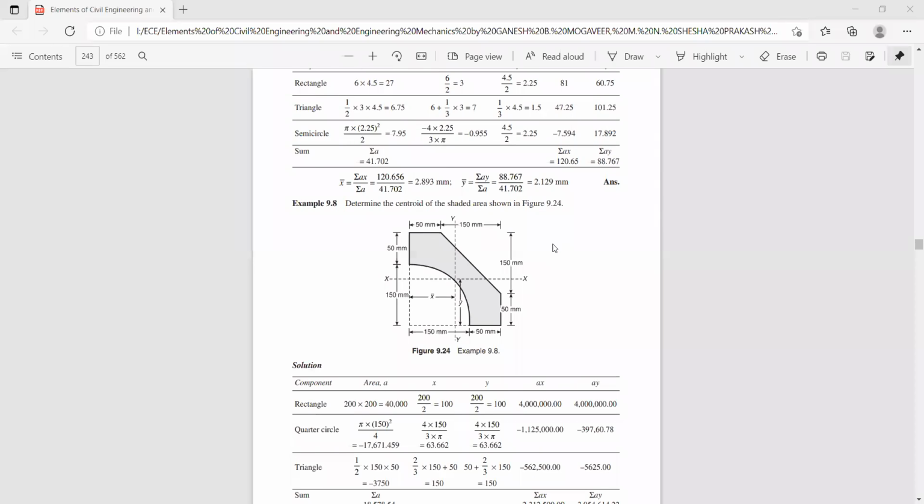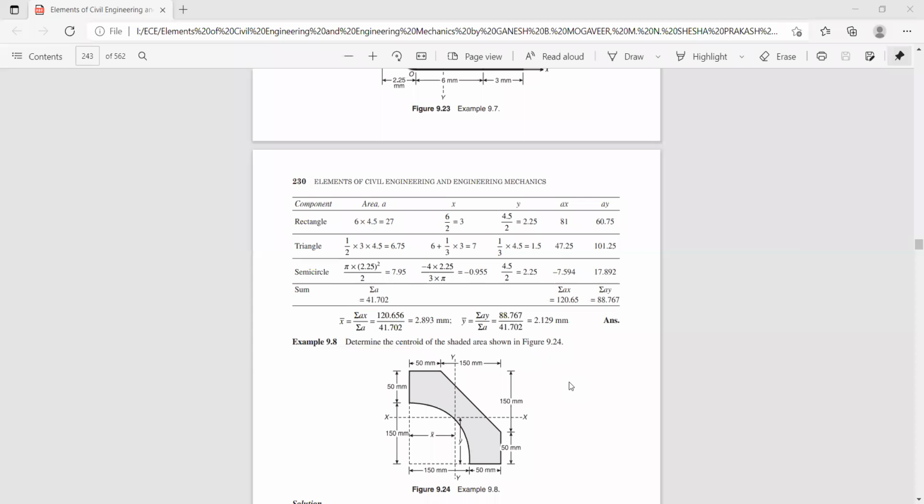Now again, you have one more figure here. Determine the centroid of the shaded area as shown in the figure. Now here you have a typical figure. You can consider this whole rectangle. You can treat it as a whole rectangle. From the rectangle you can take out this quarter circle, and you can take out this triangle. Then you will get the centroid of this shaded area.